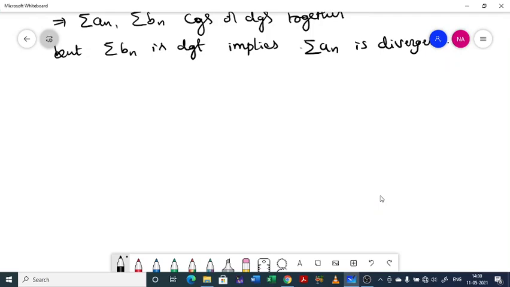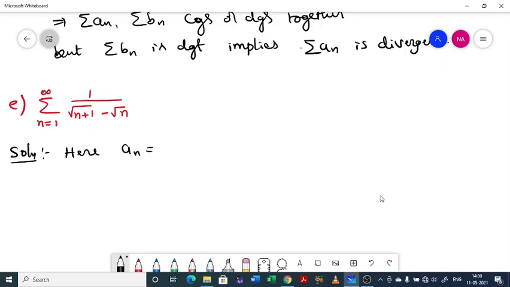So the general term is given for this problem. Okay, I'll write the problem statement. Problem E, summation n ranging from 1 to infinity 1 by square root of n plus 1 minus square root of n. Solution. Now the general term is given here. So here an equals 1 by square root of n plus 1 minus square root of n.